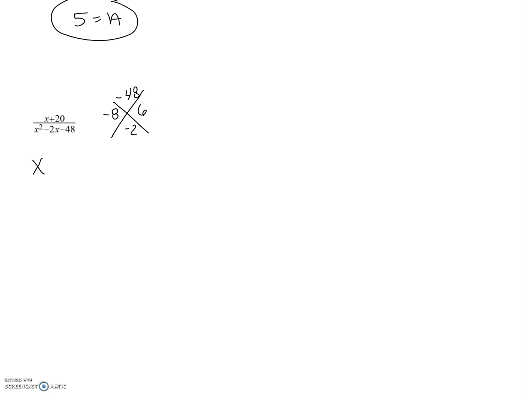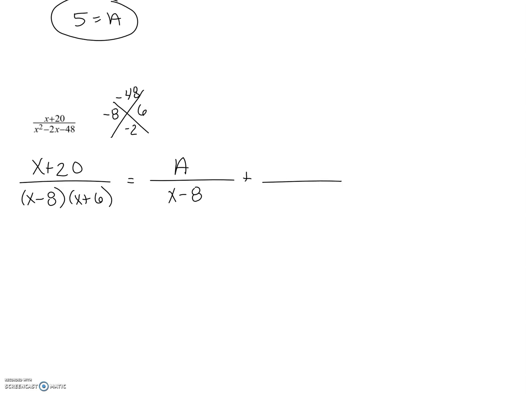So then when I rewrite my fraction, I've got x plus 20 over, now in factored form, x minus 8 times x plus 6. And I'm going to assume that when I decompose this one fraction into the two fractions, it was something over the x minus 8 plus something over the x plus 6.